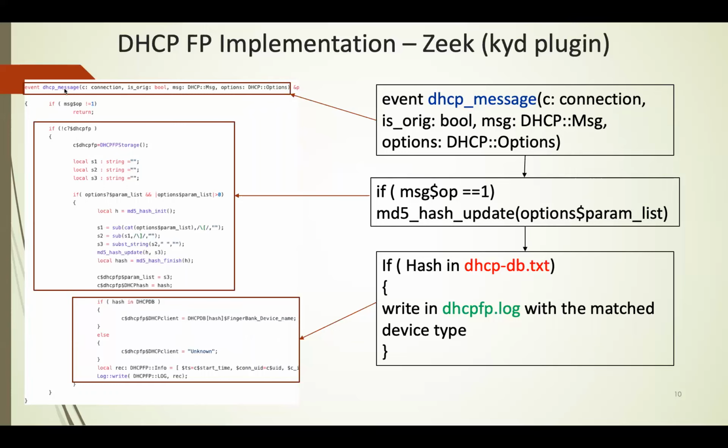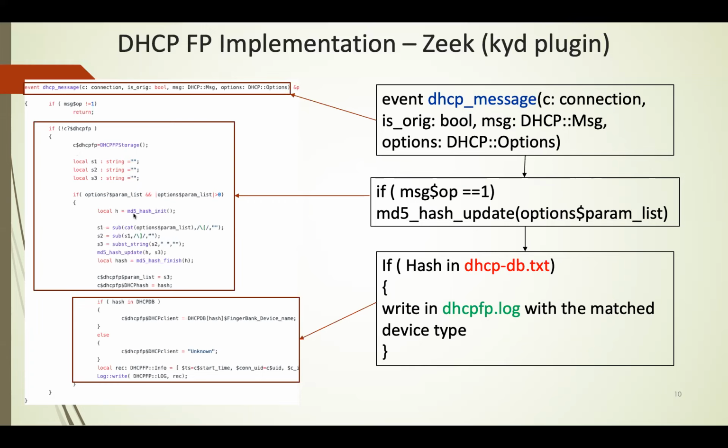So this is the event handled. These are the variables that are sent to the event handler. We are checking whether it's a discovery message; if it's not, then return. We don't want to process further if it is not a discovery message. But if it is a discovery message, then move along. We are attaching a DHCP FP record type to the connection already to log our fields.